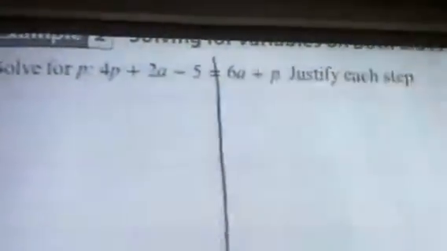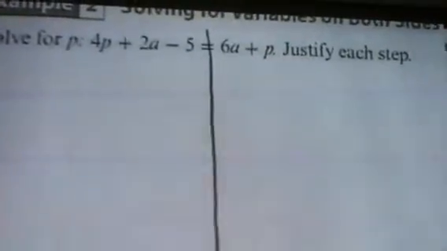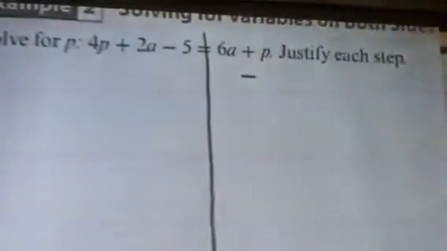Same thing here. This is to solve for p. So I notice I have an a and a p. My goal is to get the p by itself. I notice I have a p on both sides. So the first thing I'm going to do is try to get all of the p's over to one side. I'm going to move them to the left because I always like to have my variables that I'm solving for on the left. So this p right here is being added. To move it over to the left, I subtract it.